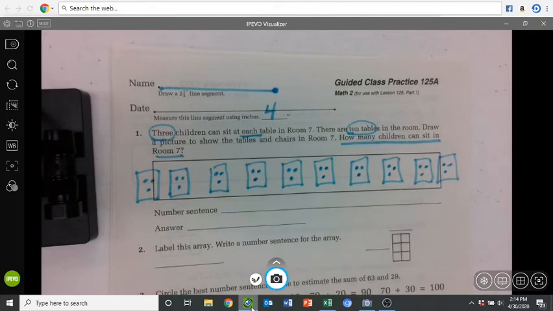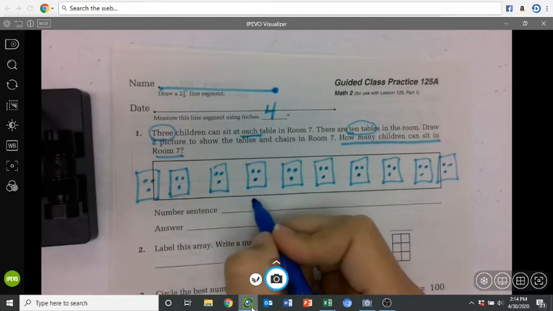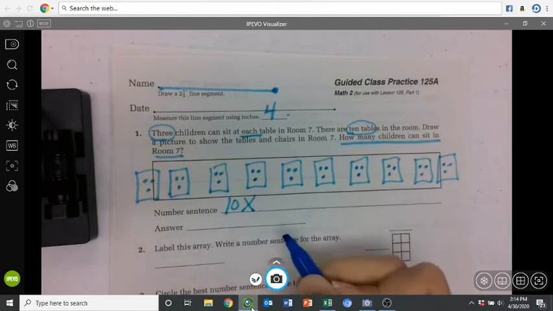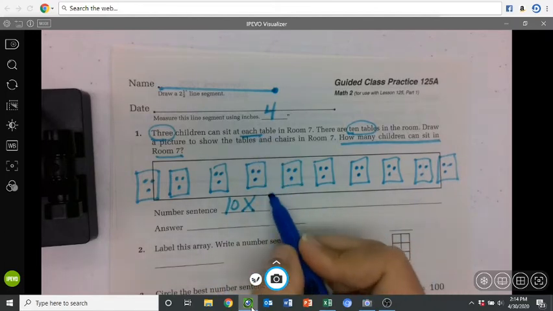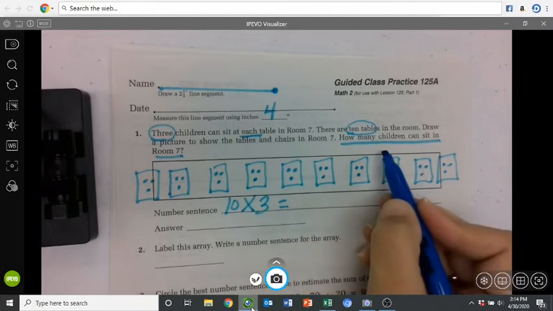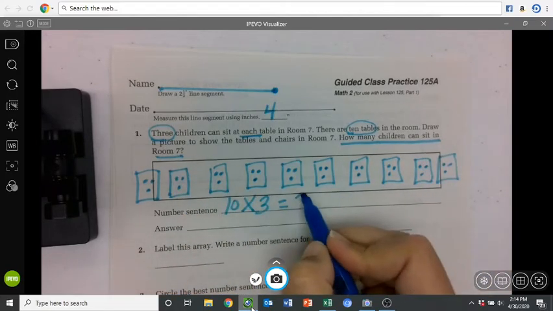All right, there's my 3 children at each table. My number sentence is 10 times 3, because I'm working with the word each, so I have equal groups. 10 times 3 equals how many children in room 7?